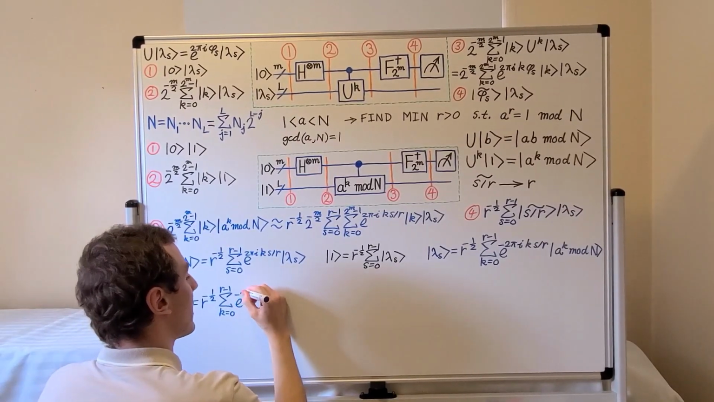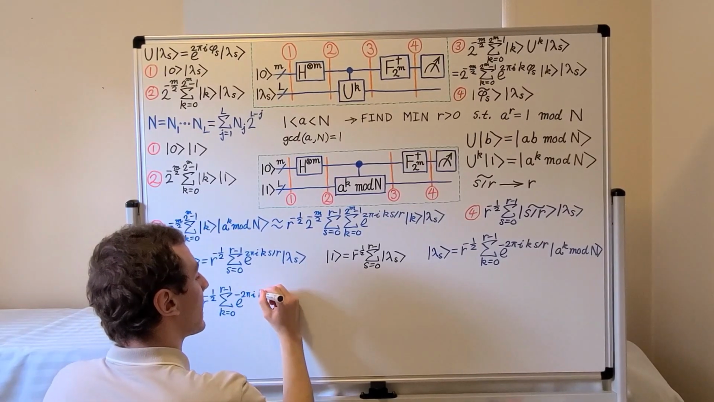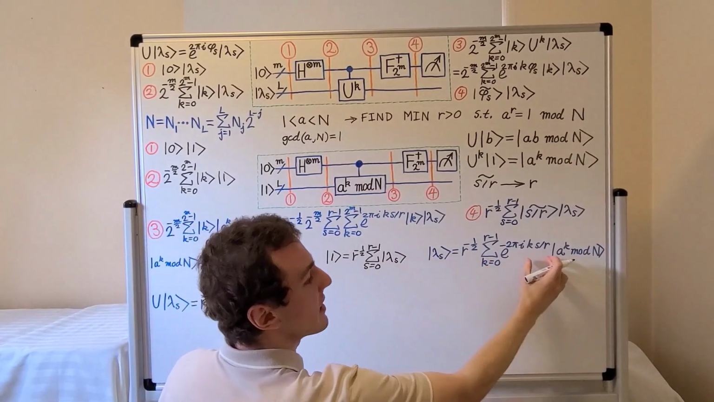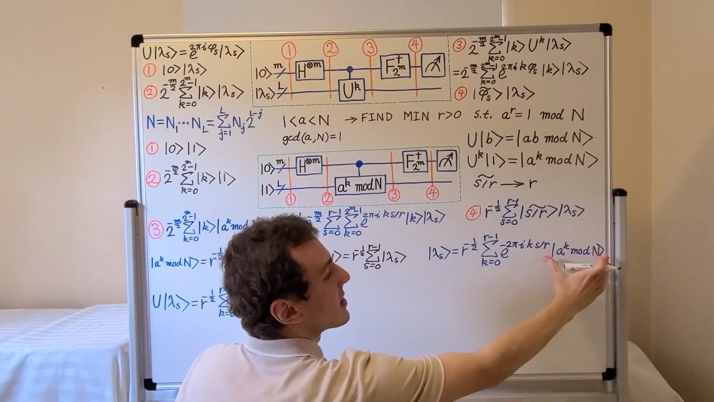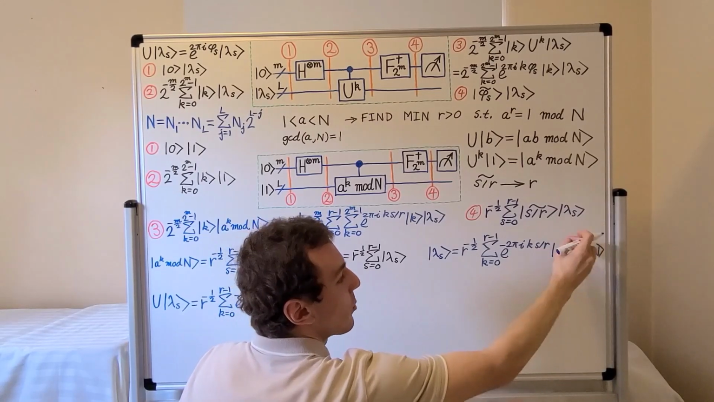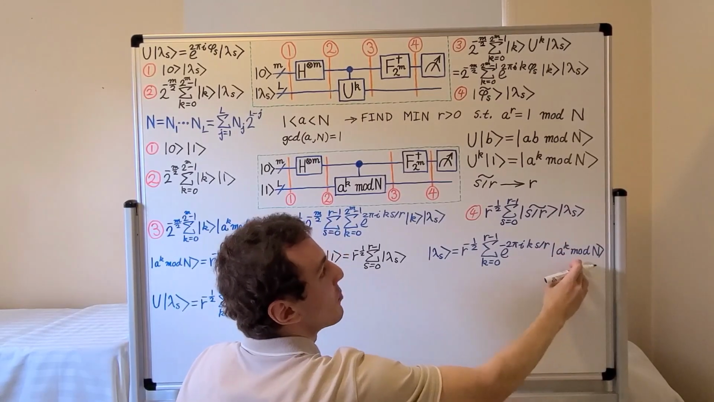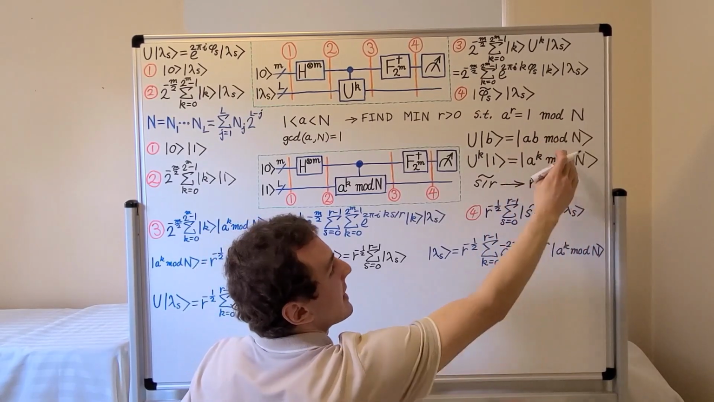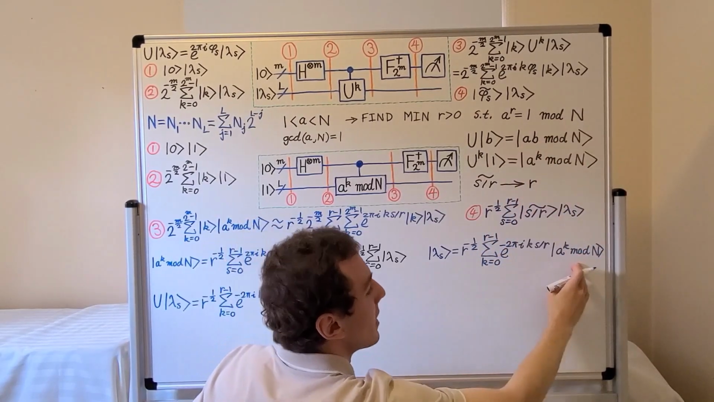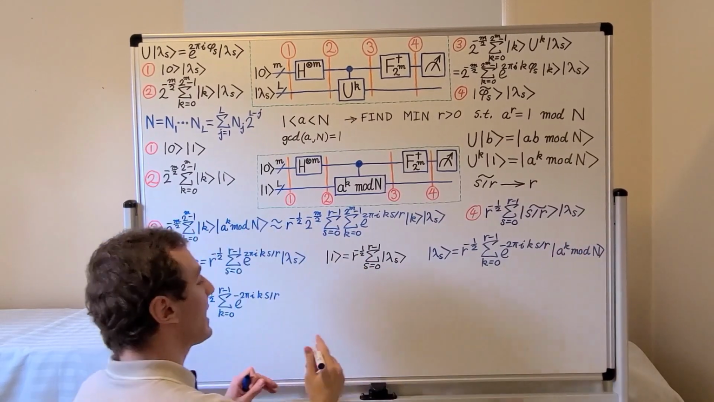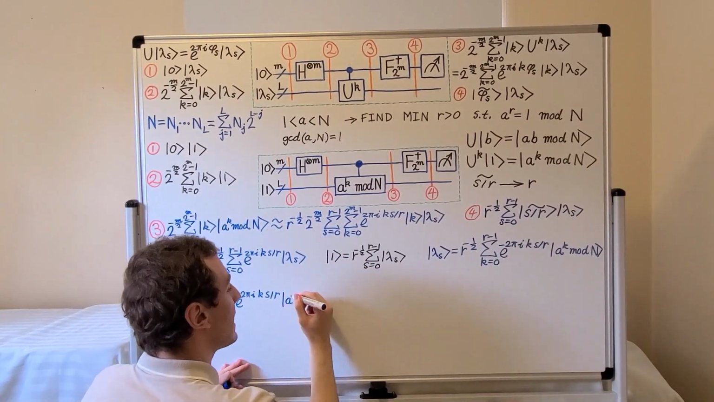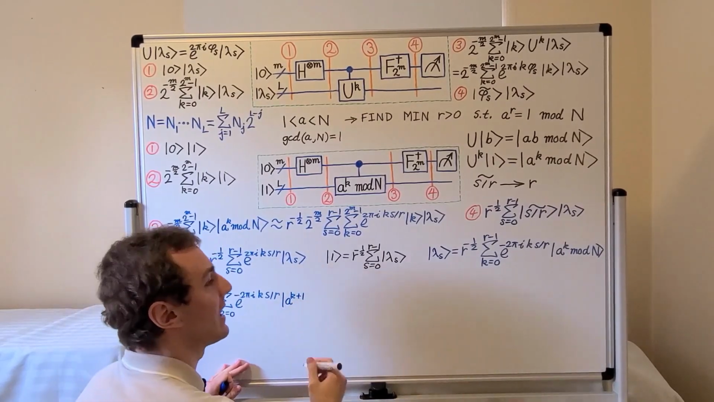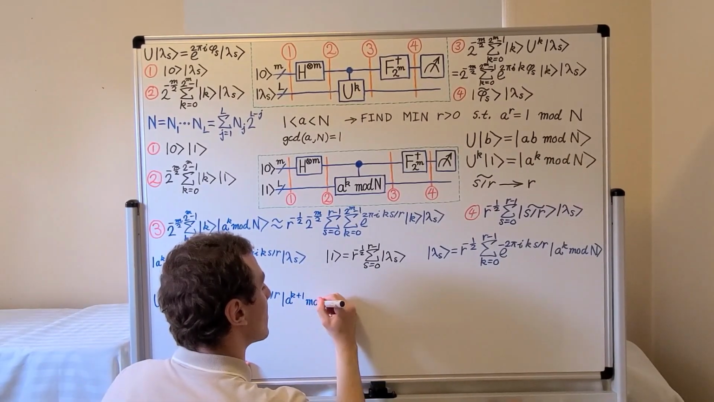So e to the minus 2 pi i k s on r. And when U reaches this stage over here, it's going to act on this state. It's going to take whatever is inside this state and multiply it by another factor of a, and then apply this mod n procedure. That gives us an extra factor of a, which we can write as a to the k plus 1. That's just multiplying by a again, and then we have to apply this modular operation.